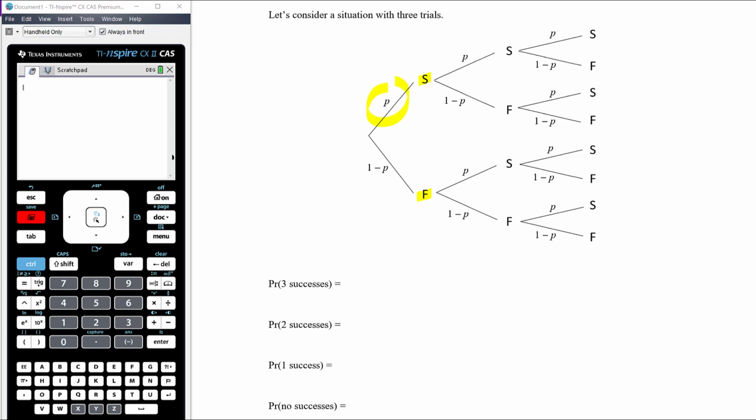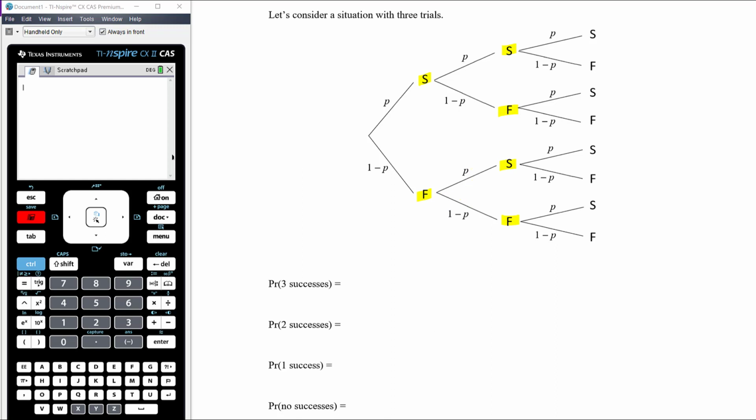Probability of success is P, probability of failure is 1 minus P. At the next stage, having got a success in the first trial, I can then either get a success or failure. Probability remains constant at each stage, so it's still going to be P. Probability of failure is still 1 minus P. And then again, having failed at the first trial, I could have a success or failure at the next trial. Probabilities still remain the same.